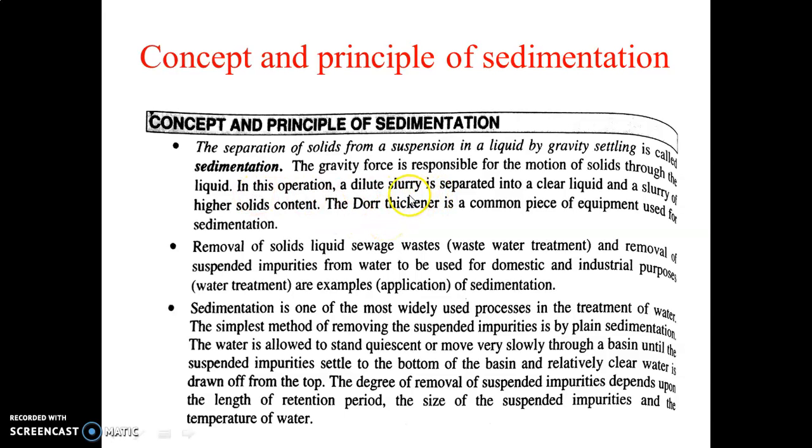In this operation, dilute slurry is separated into a clear liquid and a slurry of higher solid content. The thickener is one of the common pieces of equipment used for sedimentation. So what is happening? That means dilute slurry. Dilute slurry means the solids are diluted in that liquid. That is called a dilute slurry. So you have to apply gravitational settling to that slurry, and then we obtain a product as a clear liquid and a higher content of solid.